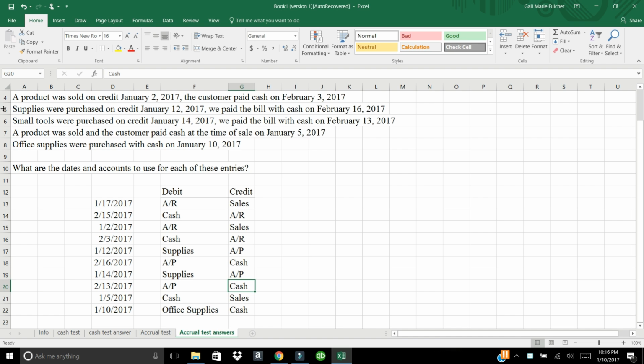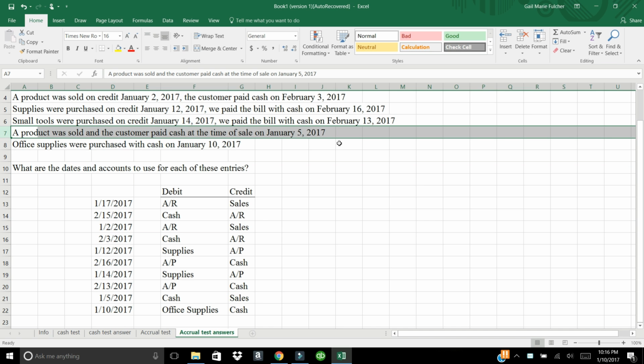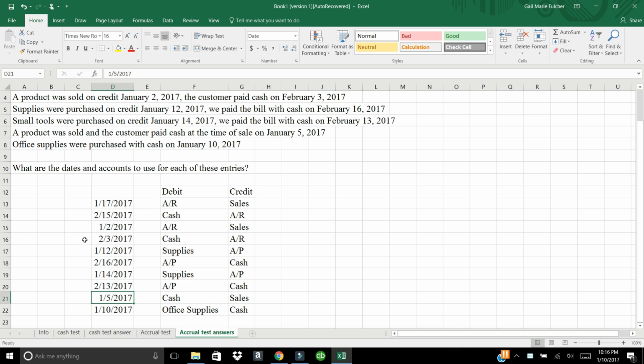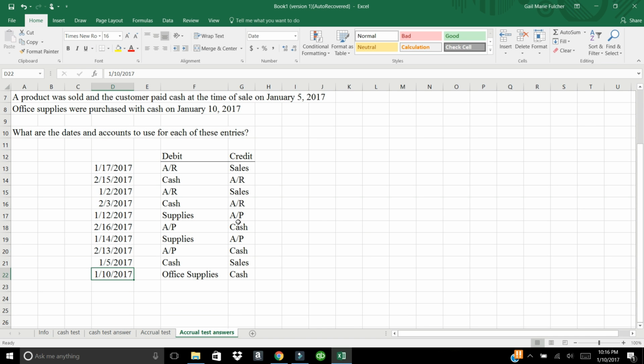The next transaction, a product was sold and the customer paid cash at the time of sale on January 5th, 2017. So on this transaction, it's only going to require two entries, because this is not an accounts receivable. We are going to record a sales receipt or a sales transaction, and the date will be January 5th. The debit will go to cash and the credit to sales. You only use accounts receivable, of course, when you are extending credit to a customer.